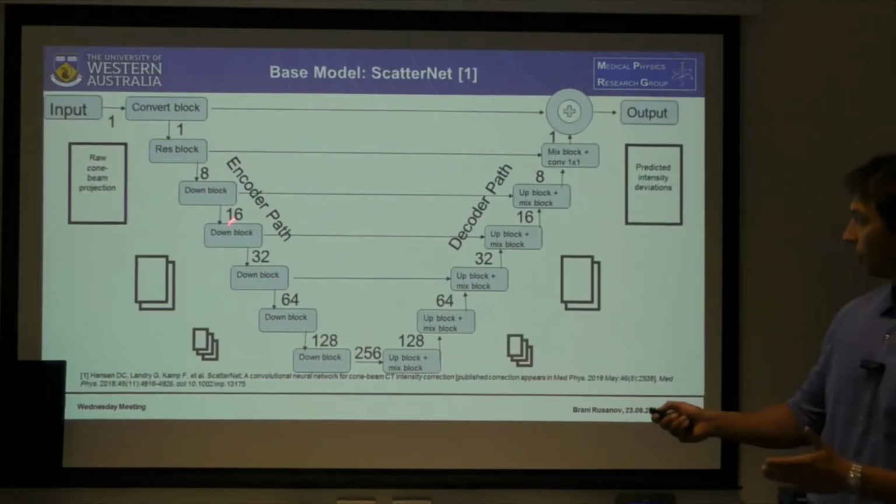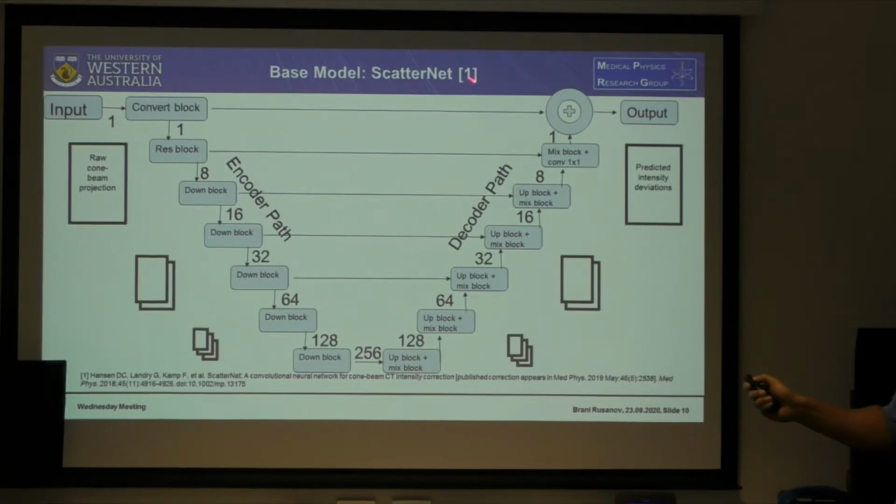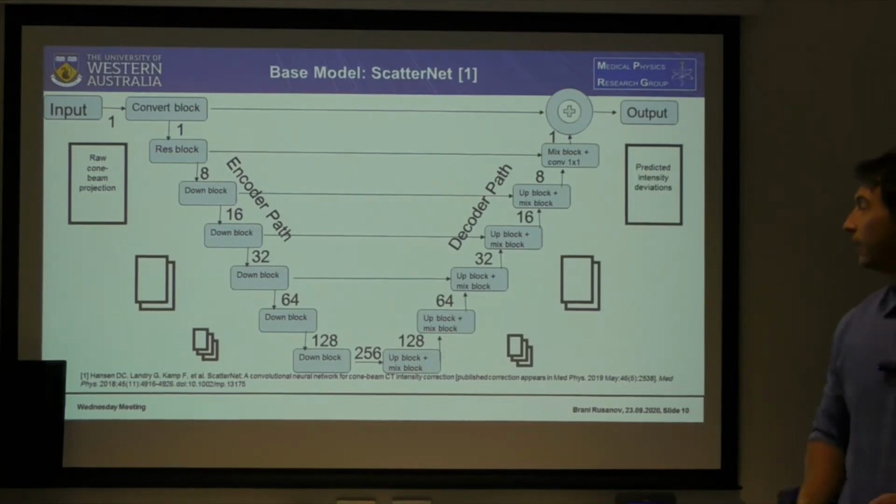So this is the model, the UNet model. It's called ScatterNet, which is the modified version of the UNet. And it was introduced by Hansen and colleagues in 2019. They used it for a similar task, a little bit different though.